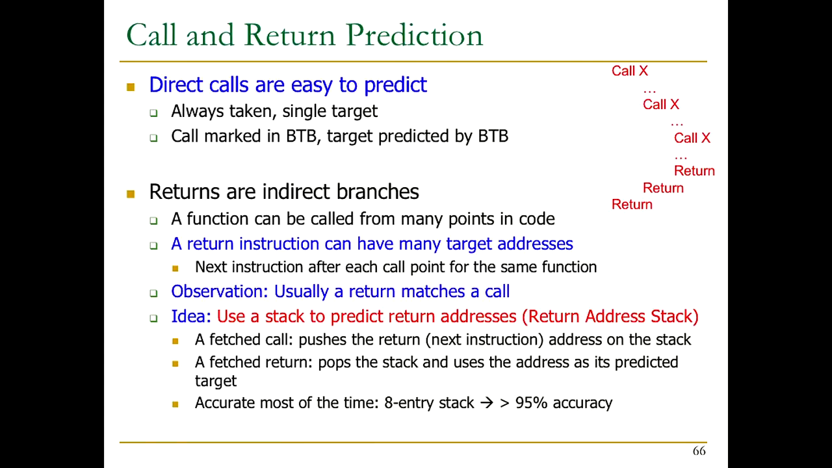This is beautiful. It works under two conditions: well-behaved programs, and the stack doesn't overflow. Once you start overflowing, you have a problem, right? It turns out with an 8-entry stack and with reasonable programs, you get 95% accuracy. The inaccuracies are because programs may sometimes have non-matching calls and returns. That may happen. Goto may be one thing, for example, or setjmp and longjmp in C, if you've ever used them. I don't recommend using them, but anyway.